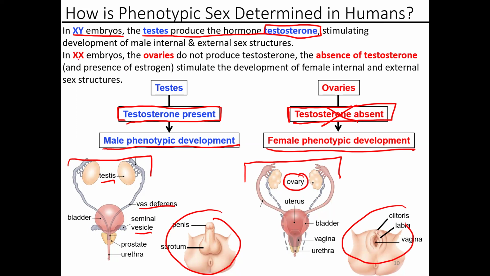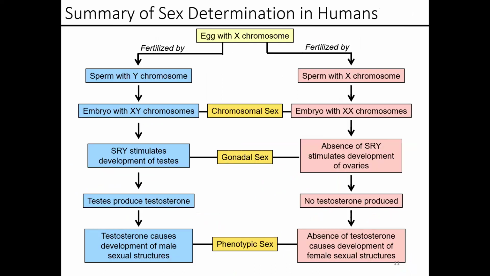So again, in XX embryos, ovaries are not going to produce testosterone. And because of that absence of testosterone and the presence of estrogen, it's going to stimulate the development of female internal and external sex structures. So this is kind of a flow chart. Definitely remember this because this makes things a little bit easier to understand exactly what's happening.